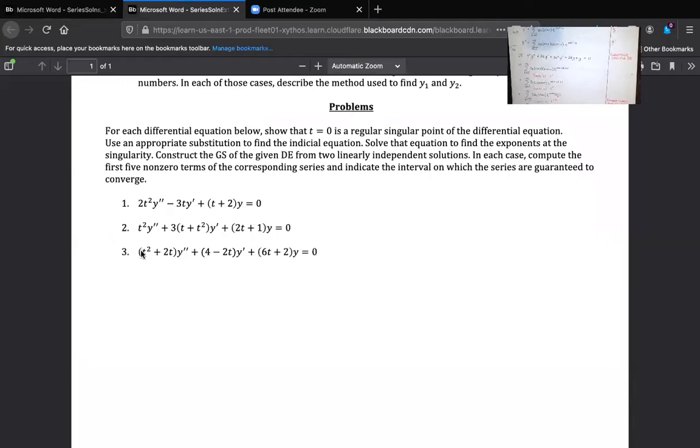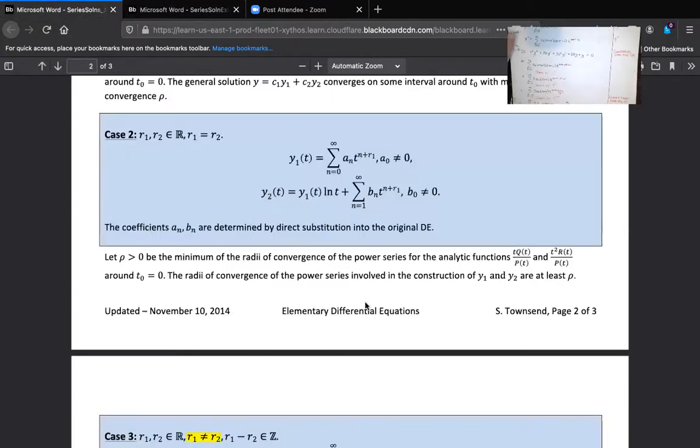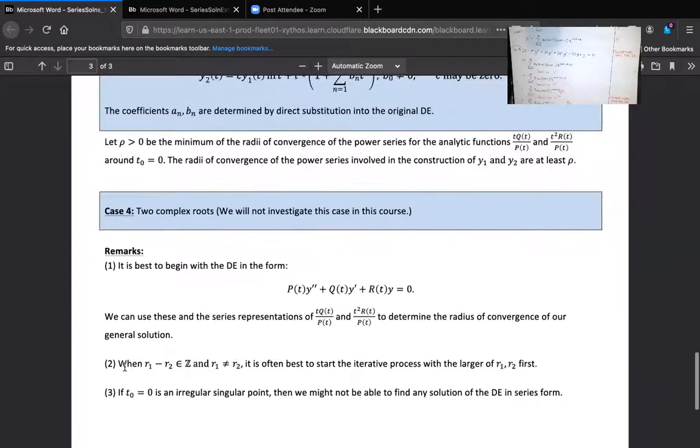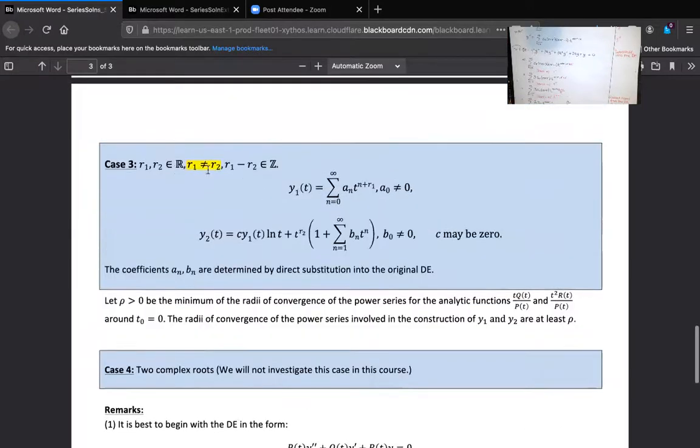Now for problem 3, I don't believe it's case 2. I don't know if it's case 1 or case 3. It's probably case 3. But case 3, you're going to handle it in pretty much the same way. First, you'll find out what your R1 and your R2 are. If the difference is an integer and they're not the same, you'll let y1 equal this, and then remember to follow this instruction. It's best to start with R1 being the larger one. So whichever number is larger here, call that your R1 and find y sub 1.